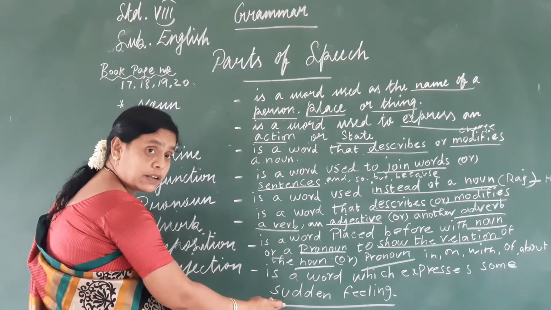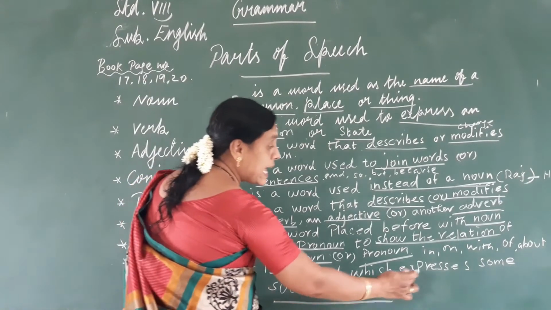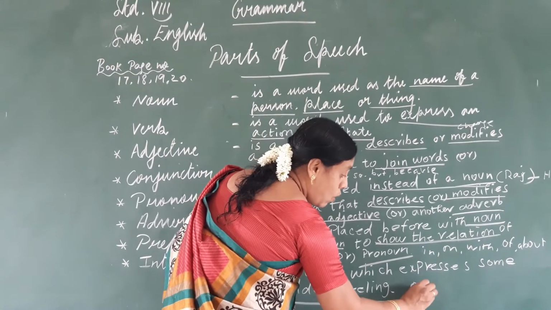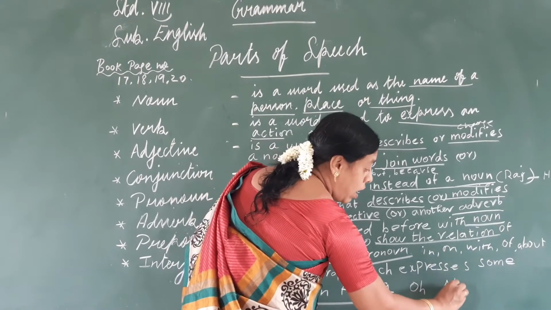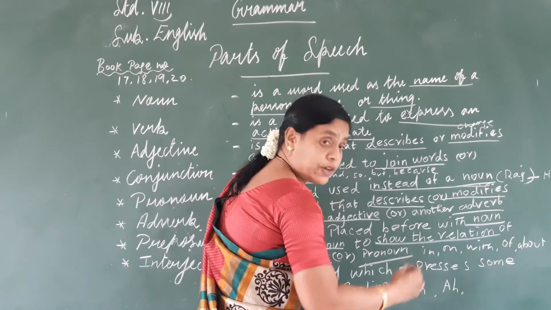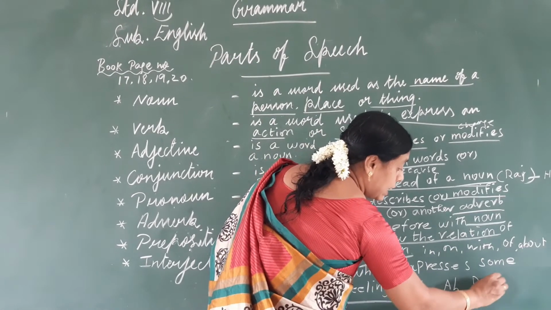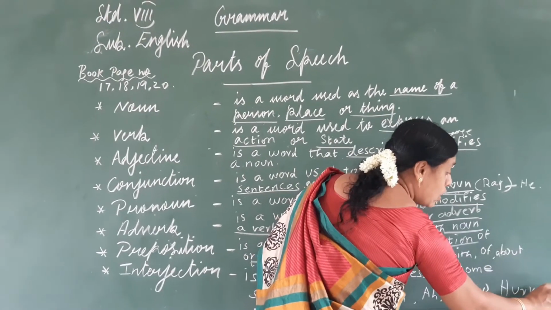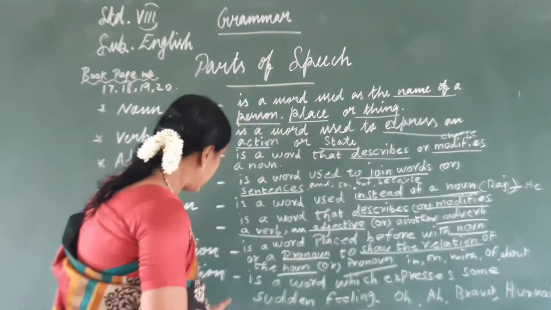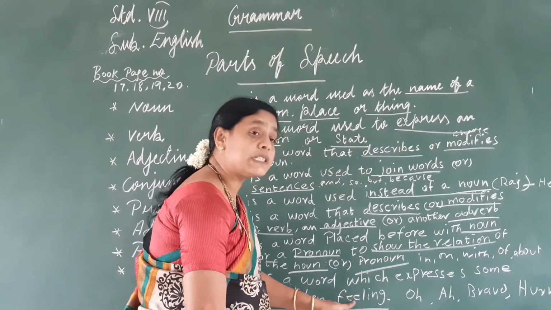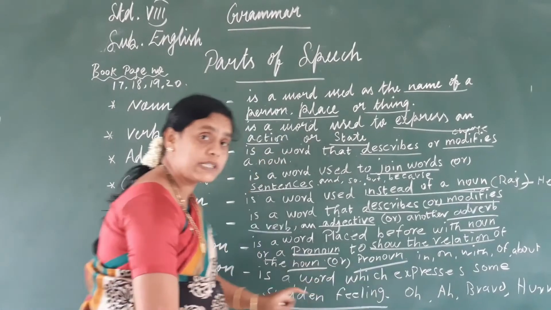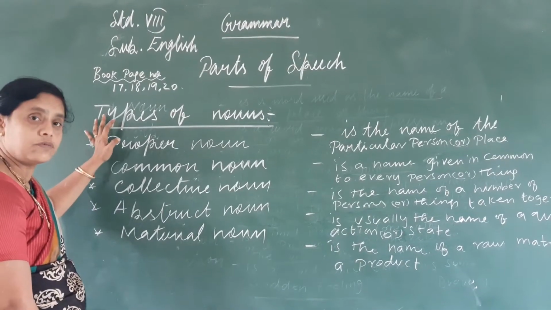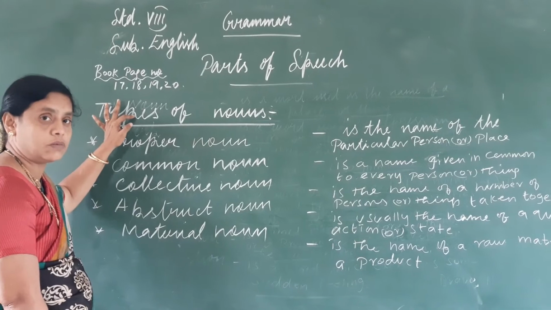What is interjection? See the definition: it expresses some sudden feeling. Here, oh, ah, so we can express our strong feelings, and bravo, hello, hooray. We can use them for some sudden feeling. These are all called interjections.